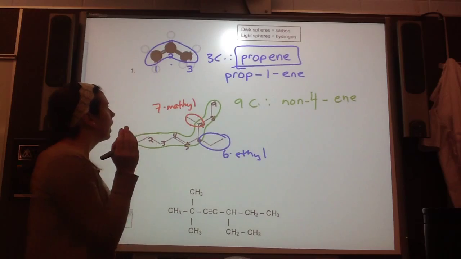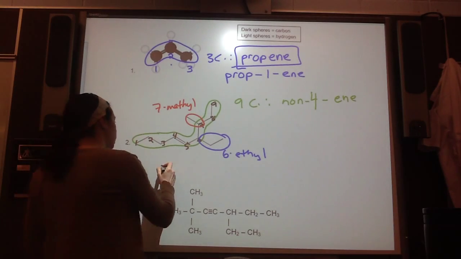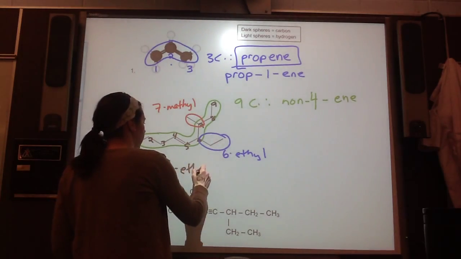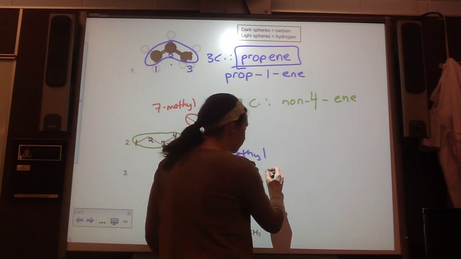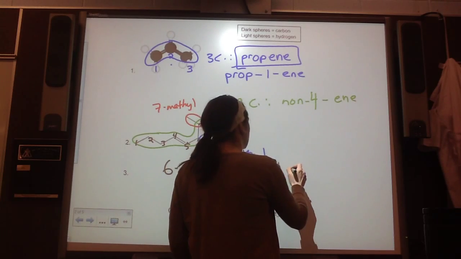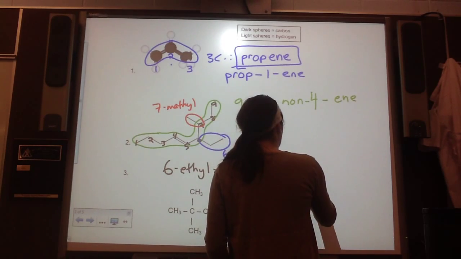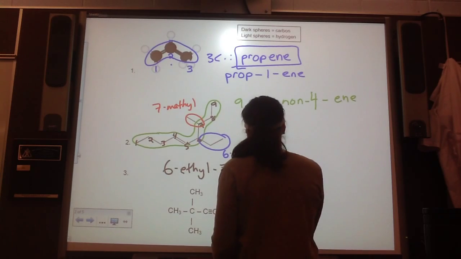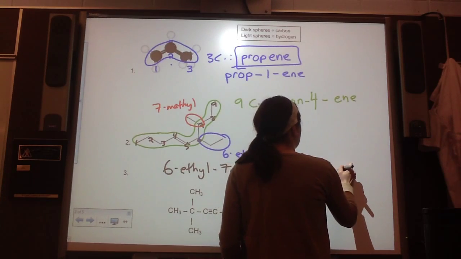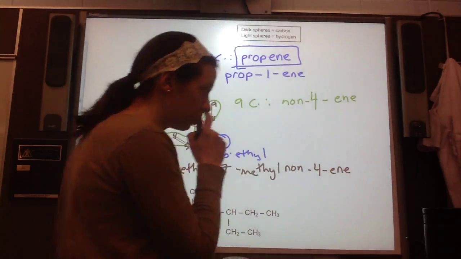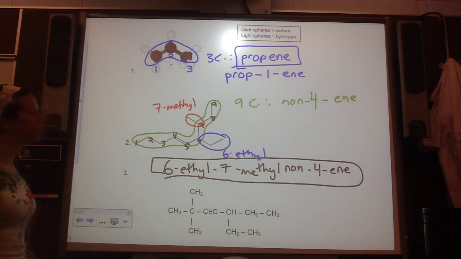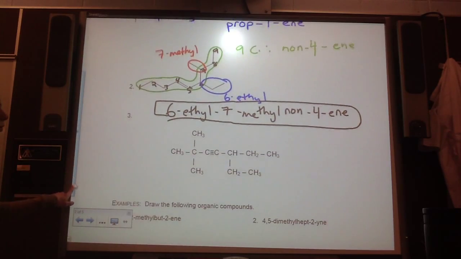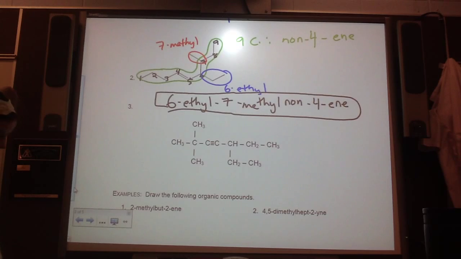So let's put it all together. We have to write the ethyl first. So we go 6-ethyl-7-methyl-non-4-ene. Ready for the next one?